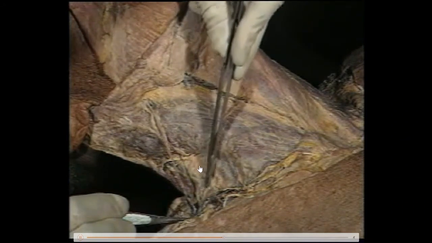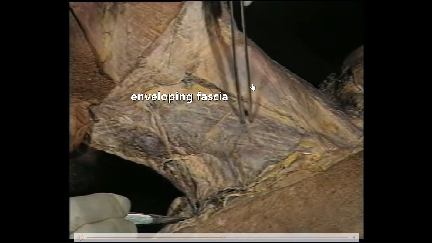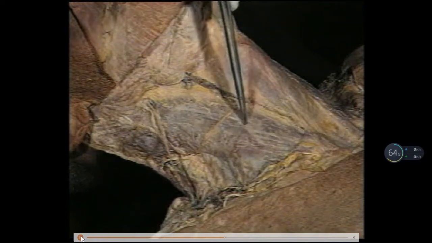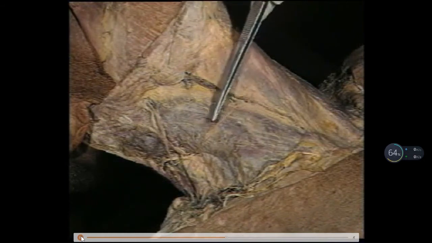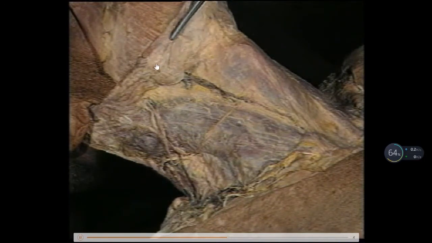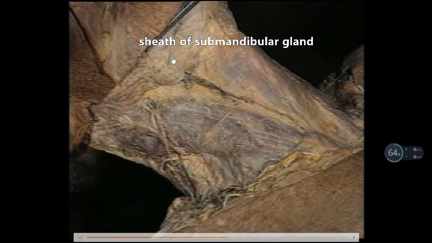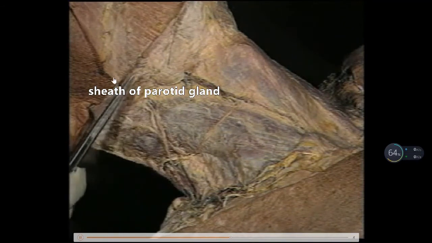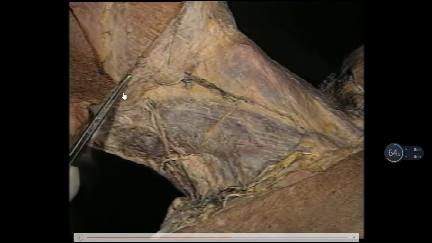You can see this white membrane. This is the deep fascia, the cervical deep fascia. The cervical fascia includes 3 layers: superficial layer, middle layer, and deep layer. Here, this layer is the superficial layer, the enveloping fascia or investing fascia. It covers the sternocleidomastoid and upward encloses the submandibular gland and the parotid gland. It forms some sheaths.